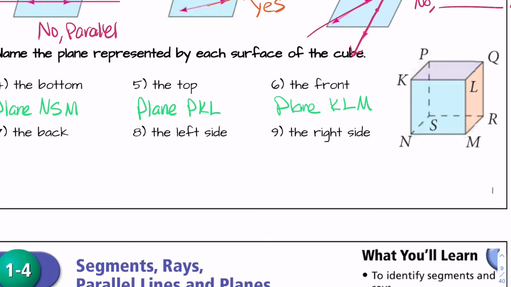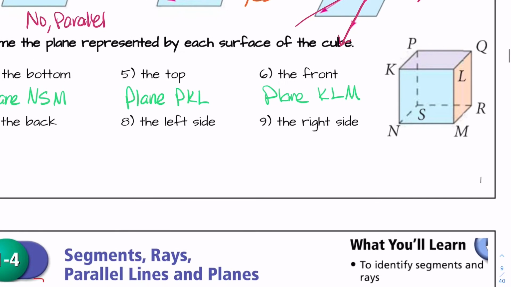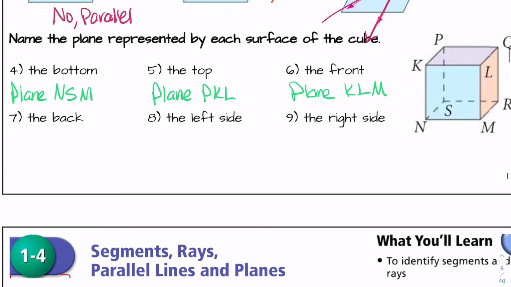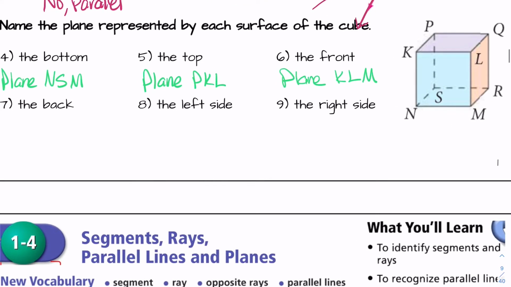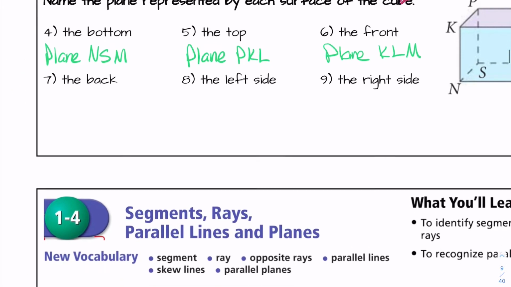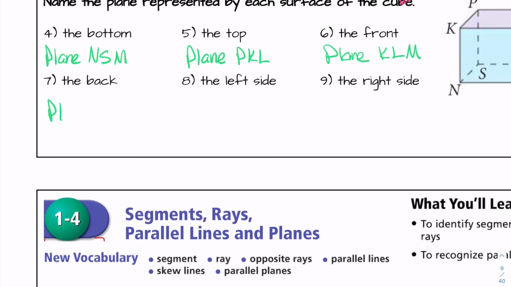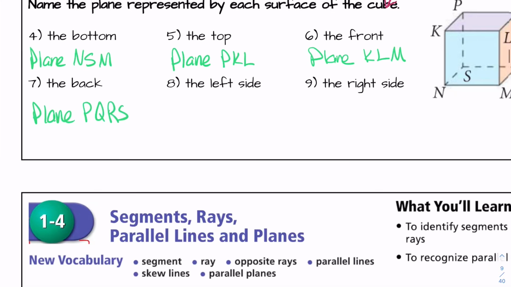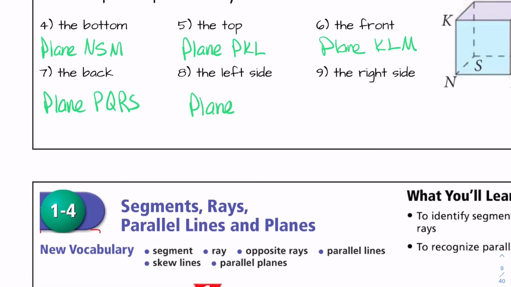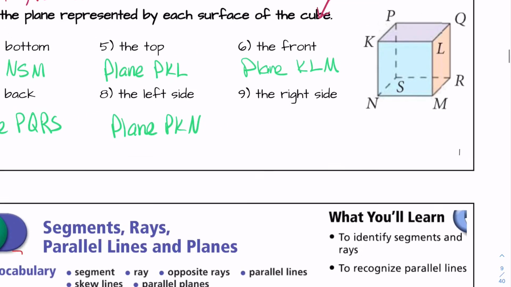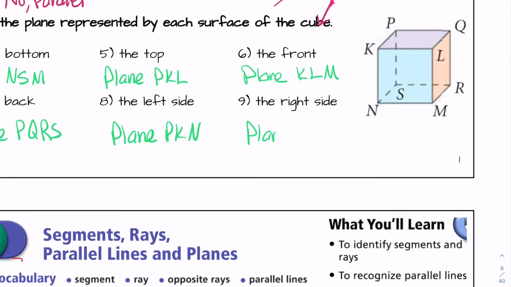Remember there's many different, we could use 4 letters if we want. 3 is good for now. Then we have the back, which we can say is plane P, you know what, I'll do 4 letters. PQRS, I think it appears to be the back, so plane PQRS. Then we have the left side, which is plane PKN. And then the right side, plane QRM.